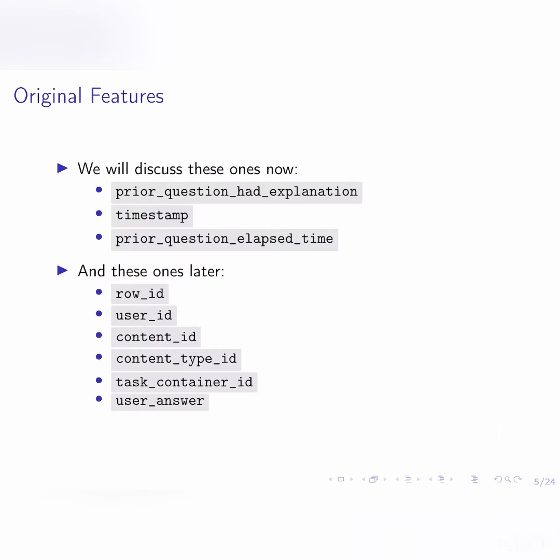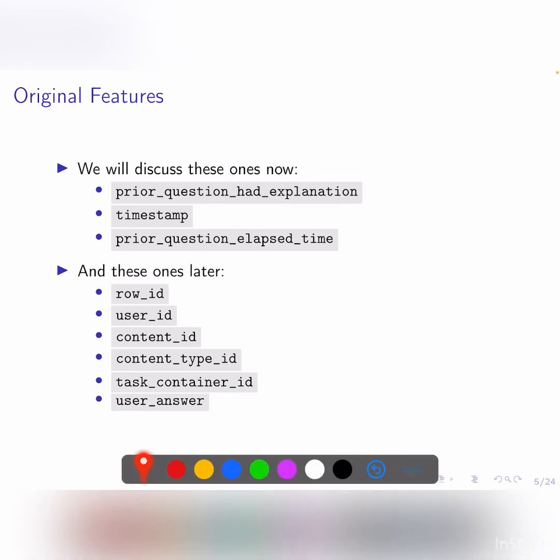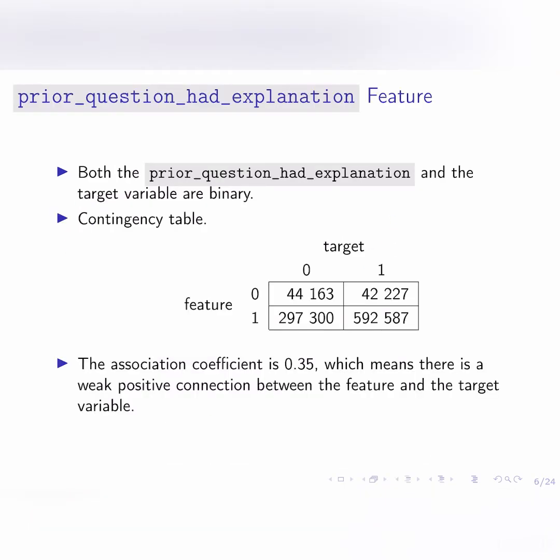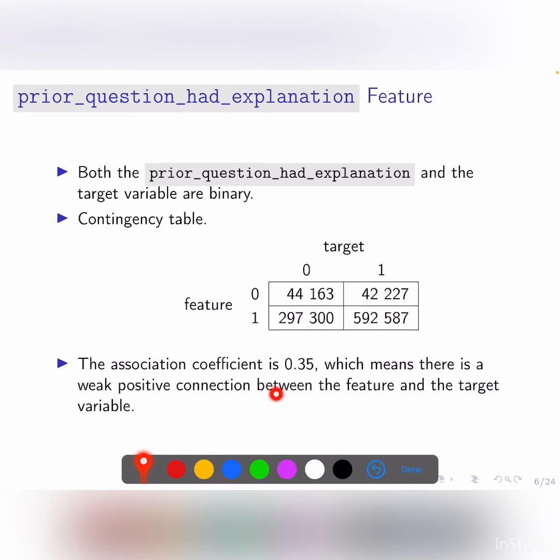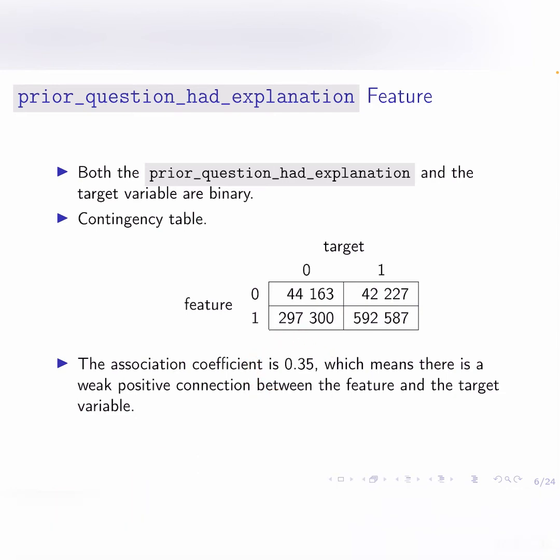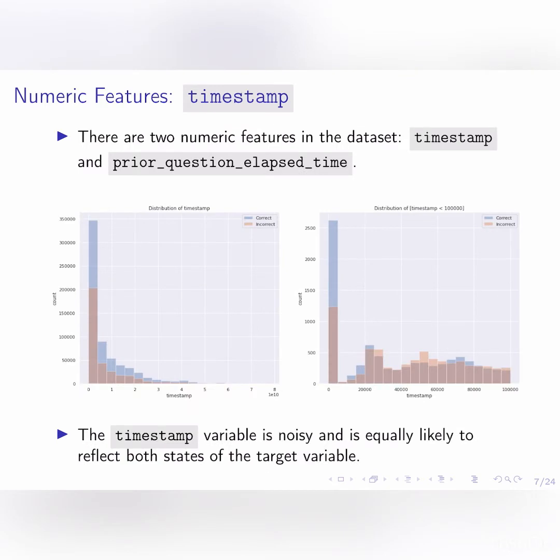Okay, let us proceed to the original variables, and for the time being, let us consider these three ones. So the prior question had explanation feature is a binary one. So to understand whether it is informative, we computed the association coefficient, which shows a weak but positive connection of the feature to the target variable, and thus this feature is informative. We have two numeric features, timestamp and prior question elapsed time.